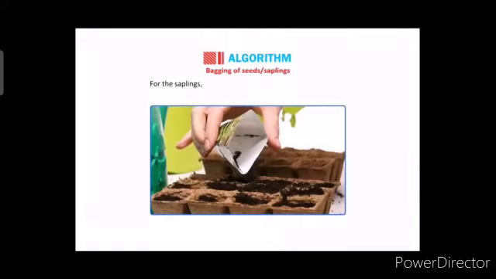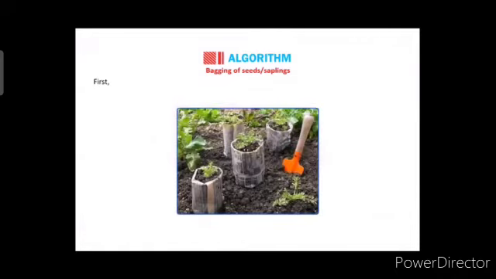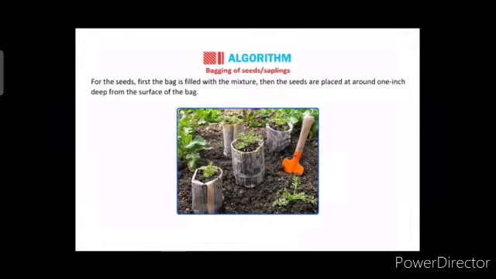Bagging of seeds or saplings. For the saplings, the bags are partially filled with the mixture. First, saplings are inserted in the bags and then the bags are filled till the roots are covered with the mixture. For the seeds, first the bag is filled with the mixture, then the seeds are placed at around 1 inch deep from the surface of the bag.